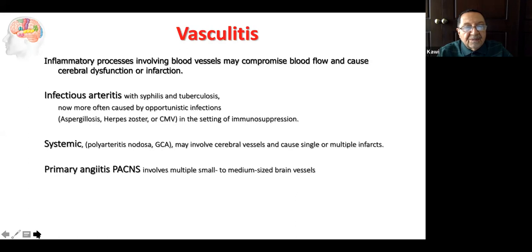There is a special entity, which is the primary angiitis of the central nervous system, which involves small to medium size vessels of the brain. It causes chronic inflammation and multinuclear giant cells.